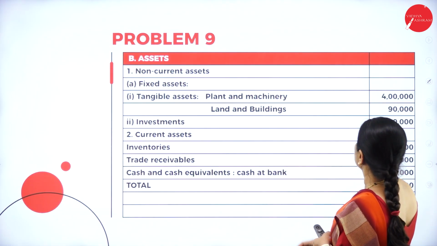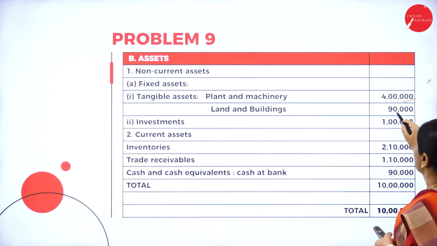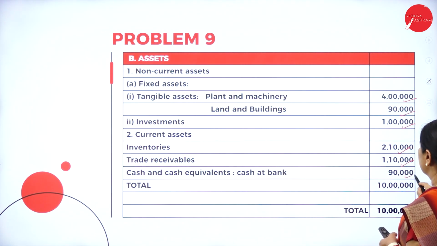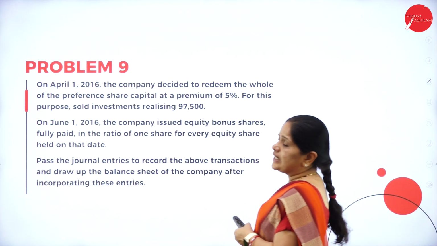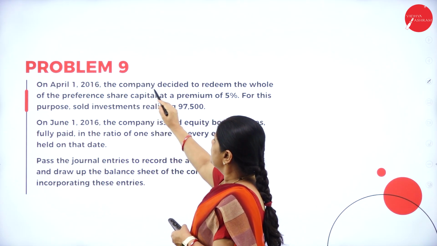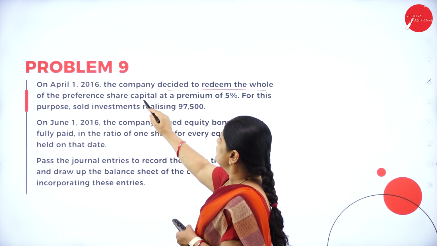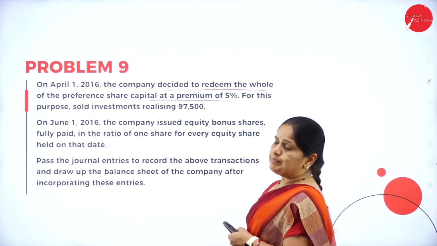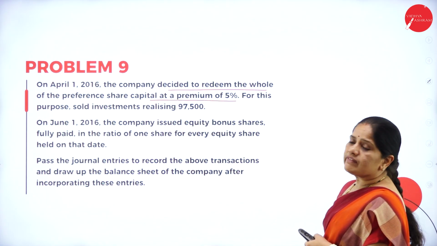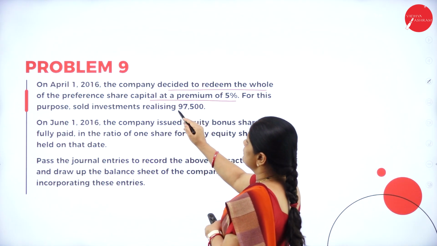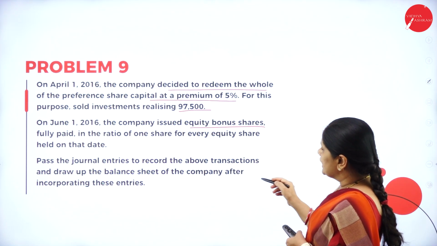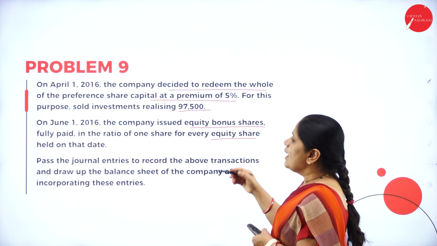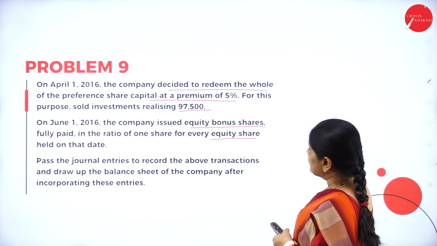Now in the non-current assets we have the plant and machinery 4 lakhs, land and building 90,000, investments, inventory, trade receivables, cash and the total. Now in the next slide we have the additional information. On April 1st the company decided to redeem the whole of the preference share capital at a premium of 5% and for the purpose sold the investment realizing 97,500. On June 1st the company issued equity bonus shares fully paid in the ratio of 1 share for every equity share. Pass journal entries to record the transactions.